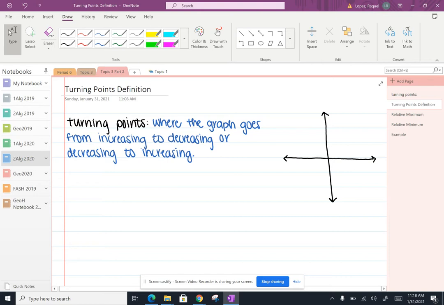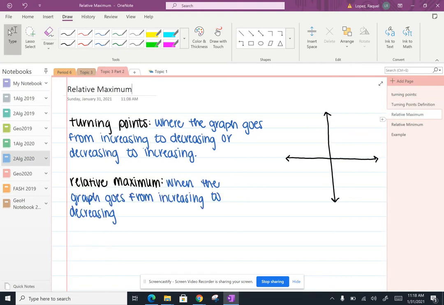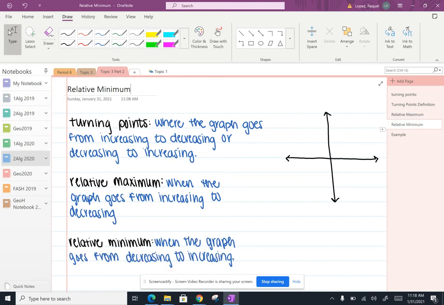When the graph goes through turning points, we either end up with a relative maximum or a relative minimum. A relative maximum is when the graph goes from increasing to decreasing. And a relative minimum occurs when the graph goes from decreasing to increasing.